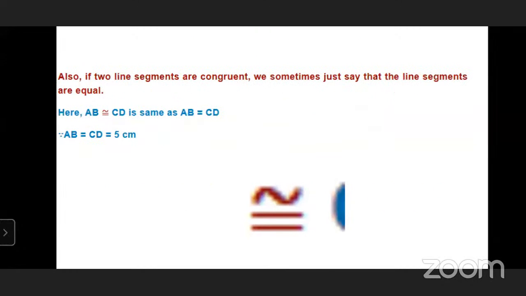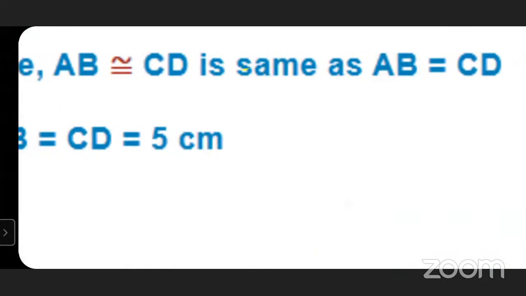We use the sign of congruence. As you saw in the last lecture, line AB is congruent with line CD. That symbol is used like that, as you see on the screen.